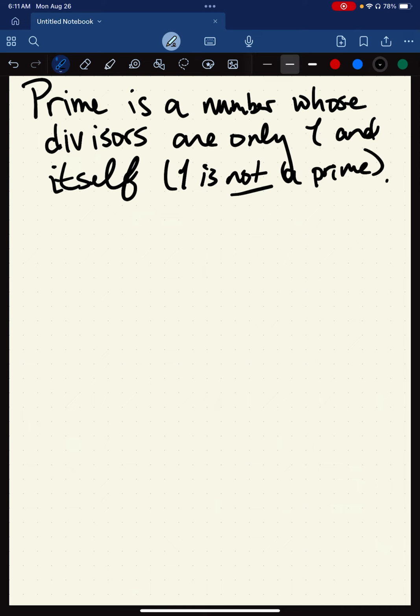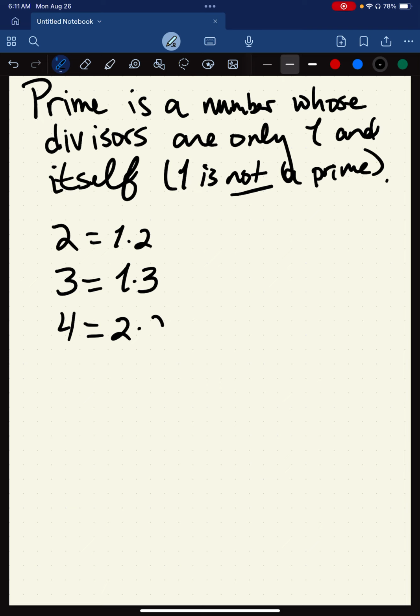So let's look at some examples and some counterexamples just to refresh our memories on this. 2 is a prime number because 2 is equal to 1 times 2, and that's the only way we can write it. There's no other way we can break down 2 into multiplication by whole numbers. 3 is a prime number for the same reason. 4 is not a prime number because 4 is equal to 2 times 2.